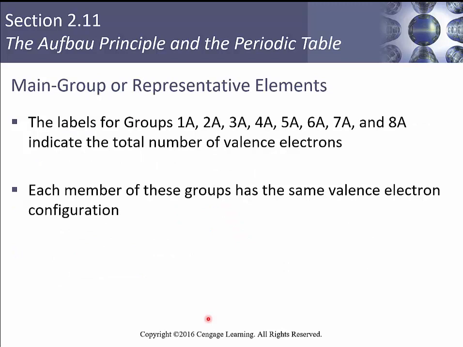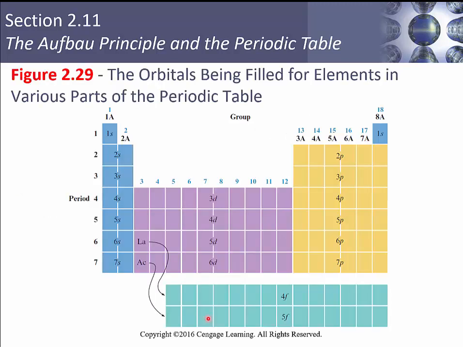The main group and representative elements, so the labels for groups 1A, 2A, 3A, 4A, 5A, 6A, 7A, and 8A, indicate the total number of valence electrons. Remember this whole octet thing, 8 electrons; that main group is looking at s and p's. 2 plus 6 is 8. Each member of these groups has the same valence electron configuration. And so everything in 1A is in our s block, right? And if you're in this column, you've only got 1 electron in your s block. And in this one, you've got 2 electrons.